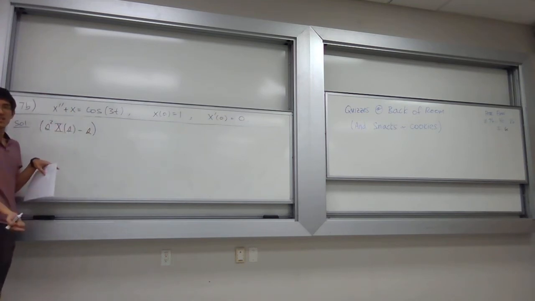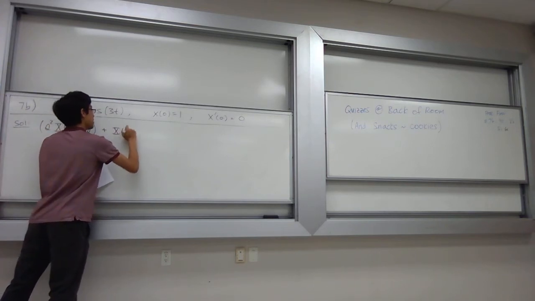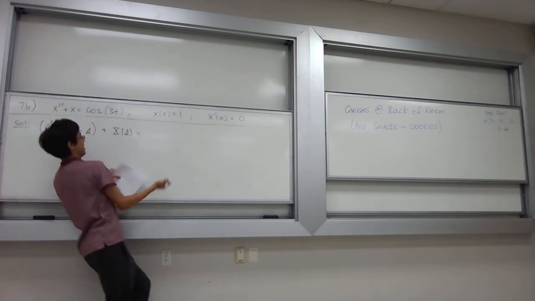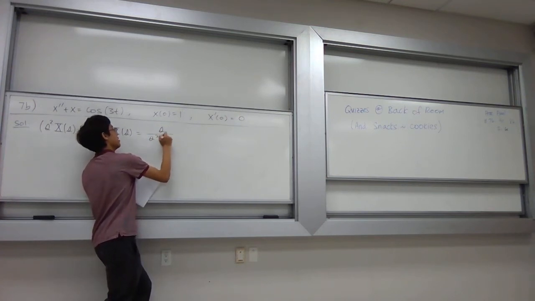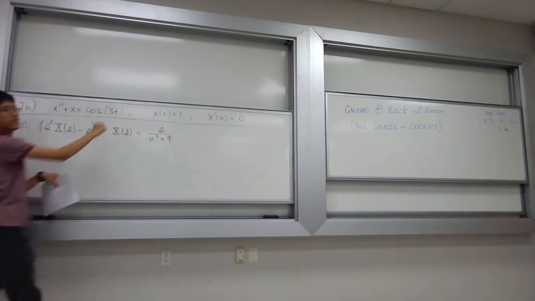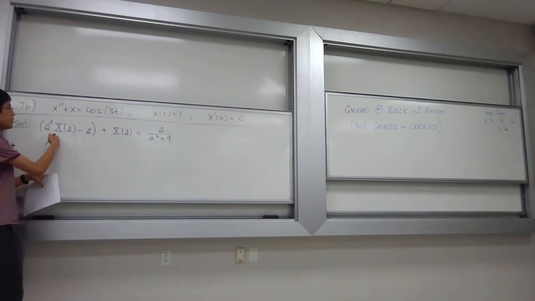The transform of x is just big X of s. And then cosine 3t is s over s squared plus 9, where the 9 we get from the frequency squared. Right? So that's our transform. And then what do we do after that? What do we rearrange for? Solve for big X, right?